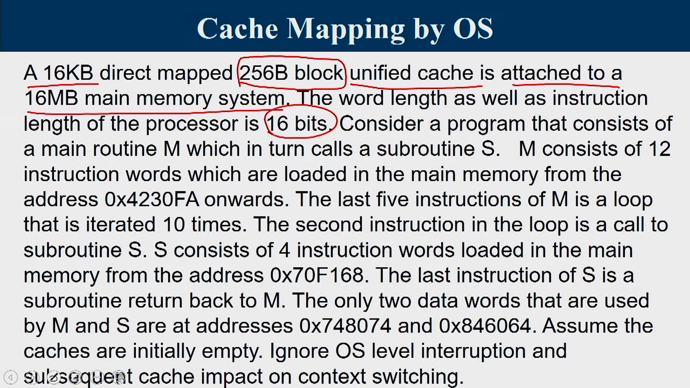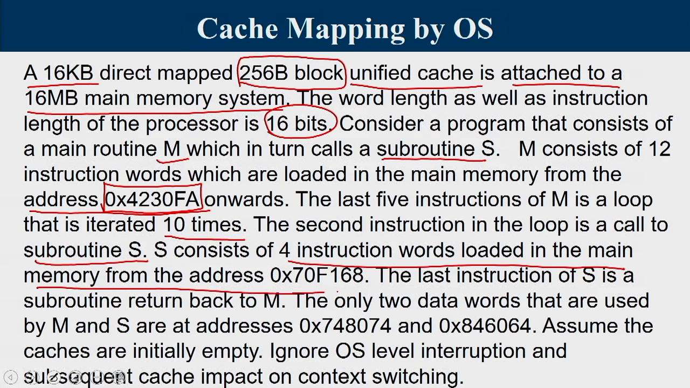Consider a program that consists of a main routine M, which in turn calls a subroutine S. M consists of 12 instruction words which are loaded in the main memory from the address 0x4230FA onwards. So, you have two routines, M and S, where M is a main routine and S is a subroutine. M is stored from this particular address. The last 5 instructions of M form a loop that is iterated 10 times. The second instruction in the loop is a call to the subroutine S. S consists of 4 instruction words loaded in the main memory from the address 0x70F168. The last instruction of S is a return back to M.